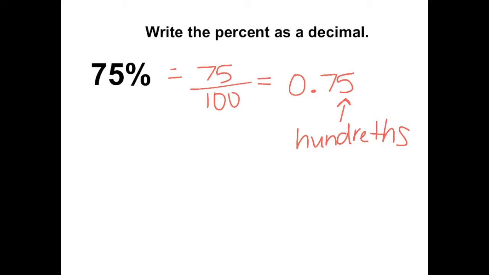The shortcut rule is to move the decimal 2 places to the left. So the decimal is after the whole number. If we move it 2 places to the left, we get 0.75.